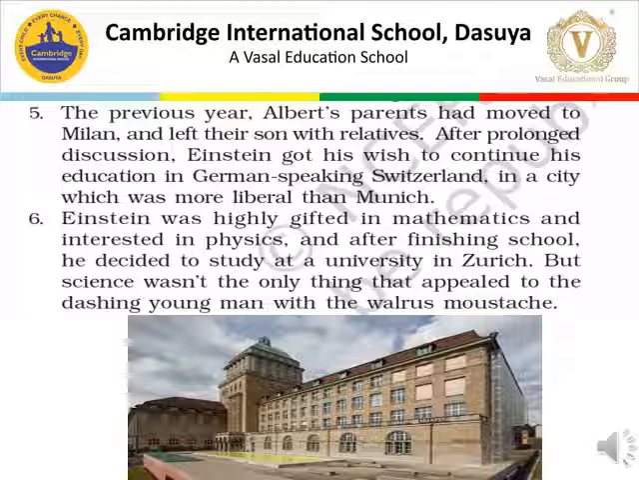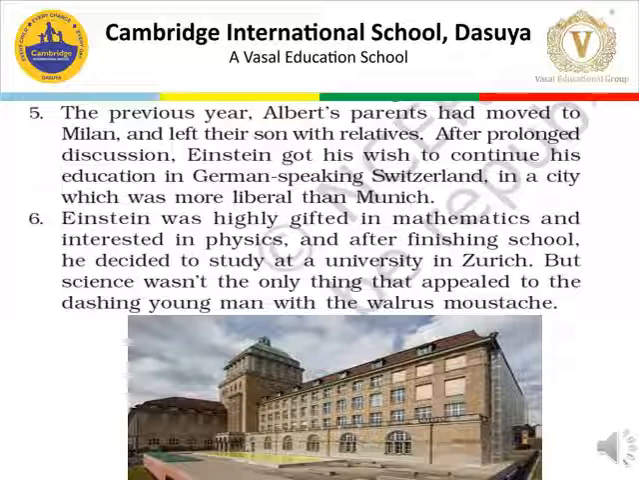German-speaking Switzerland means a part of Switzerland where people spoke Dutch. Dutch is the official language of German. So, this is clear, I hope so. Next one is more liberal than Munich. What do we mean by that? Liberal means more independence. So he was staying in a city which gave him more liberty, more freedom to study, to stay, to work. So he loved staying in Switzerland.